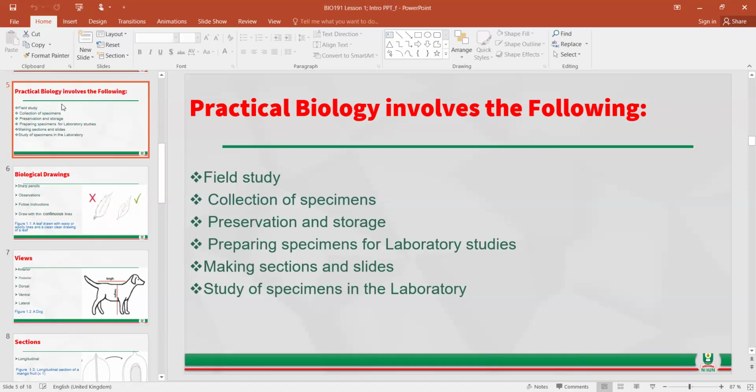Or even without usage, we preserve and store. Then there are times we have to prepare specimens for laboratory studies. There are times we have to make sections and slides. Sections means cutting open to see the internal structures. Then there are times we have to study the specimen in the lab.